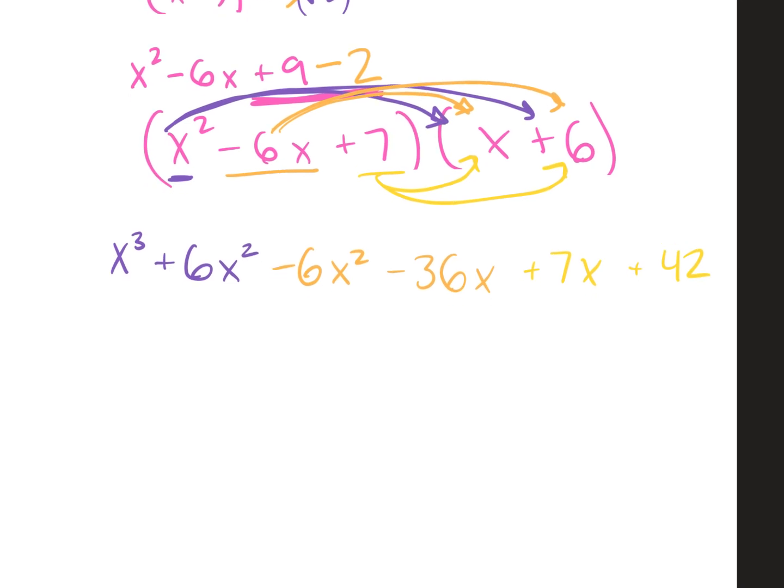And then we just combine like terms from here. So I start with my x to the 3rd power. And then 6x squared minus 6x squared end up canceling each other out. And then I have negative 36x plus 7x. So that would be negative 29x. And then plus 42.